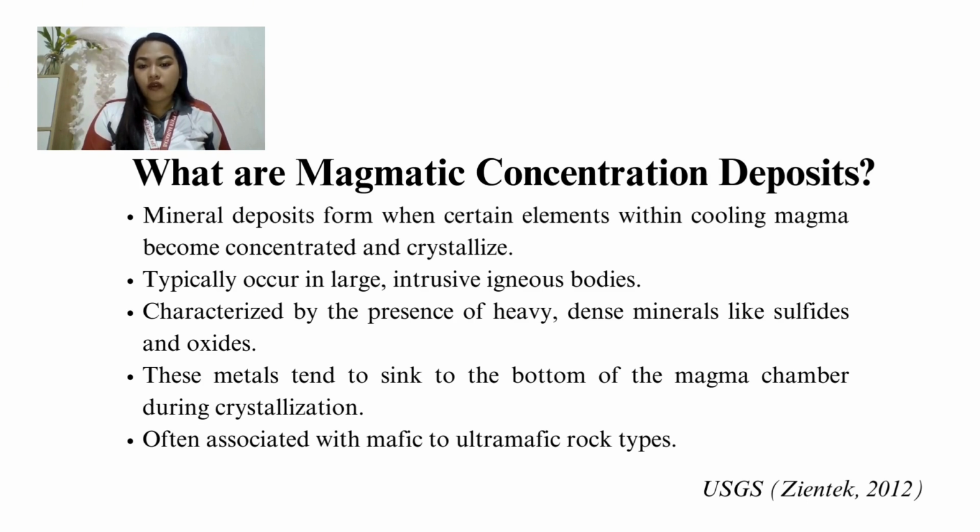Magmatic deposits are often associated with mafic to ultramafic rock types, which are low in silica but rich in iron and magnesium. Such deposits are economically significant as they serve as major sources for valuable metals like nickel, chromium, platinum, and copper, which are widely used in various industries, including electronics, aerospace, and manufacturing. The study and exploration of these deposits are crucial for resource extraction as they provide essential raw materials for modern technology and infrastructure. The information presented in this slide is based on United States Geological Survey or USGS, specifically from Zintec 2012.